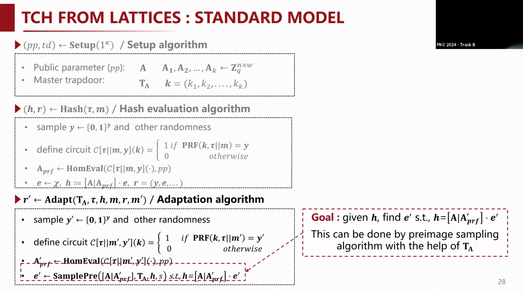To adapt a hash value H to M prime with respect to a tag tau, we also first sample a string Y prime, and we define a circuit C using tau, M prime and Y prime, and compute matrix A_PRF prime by homomorphic evaluations. Here, our goal is to find a short vector E prime such that the concatenation of A and A_PRF prime times E prime equals the target hash value H. And this can be done by pre-image sampling with lattice trapdoor T_A.